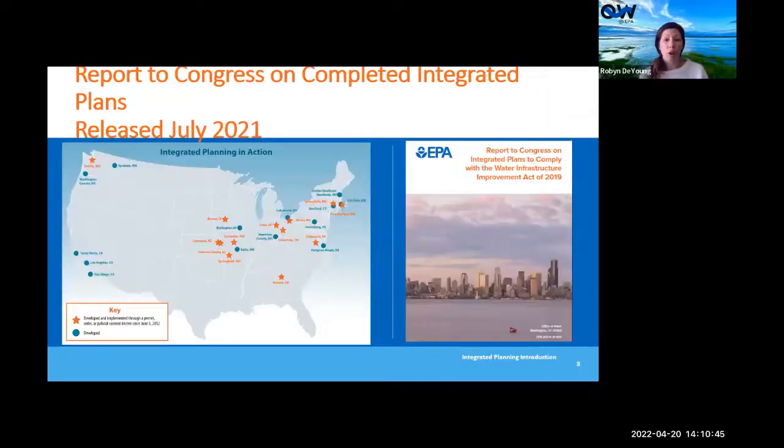We have a report to Congress that we completed and submitted to Congress in 2021. It's available online. We have just about 30 integrated plans that have been completed, and more can continue to come in. This report to Congress has 13 profiles of different integrated plans that have been used to meet permit requirements, administrative orders, or consent decrees. So I highly recommend you check out those 2-page profiles. They're easy reads, or the entire report to Congress if you want to get into the nitty-gritty. Next slide.